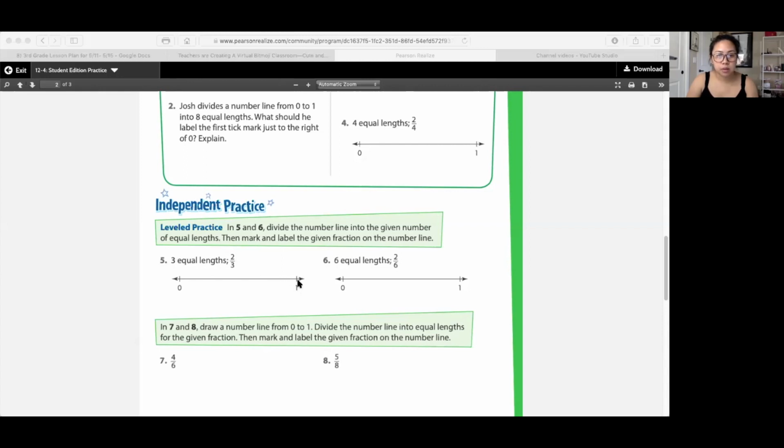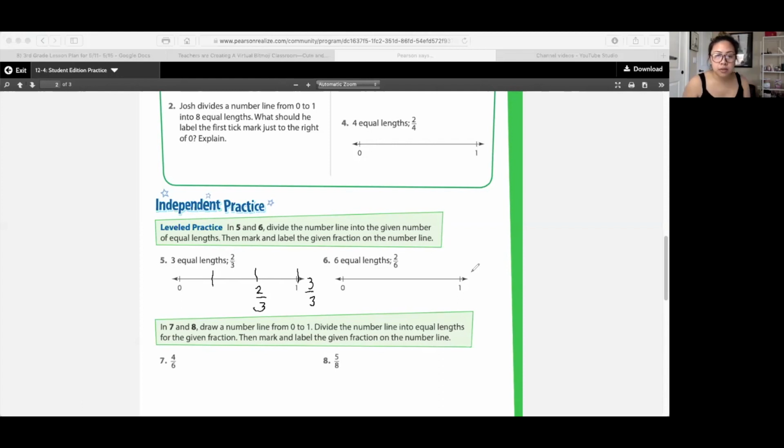So again, we know the number 1 is a whole, so that could be 3 out of 3. So we need to cut this into 3 lengths. So this could be our 1/3, this can be our 2/3, and our 3/3 is already over here. So this is 1, and this is 2. This is where our 2/3 would be.